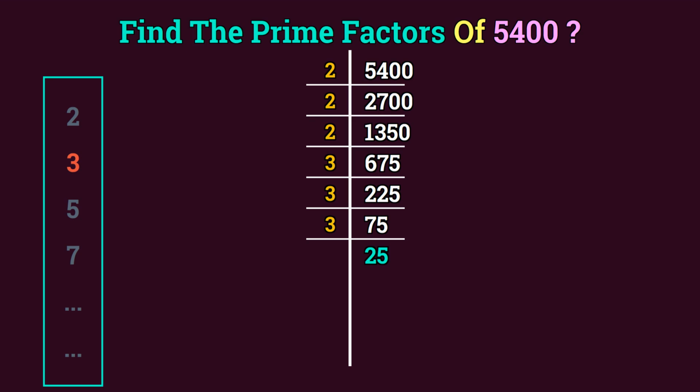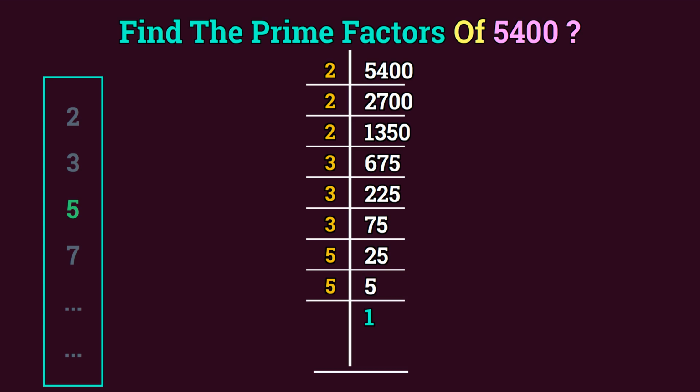Dividing 25 by 5, which equals 5. So 25 divided by 5 equals 5. Dividing 5 by 5, which equals 1. So 5 divided by 5 equals 1.